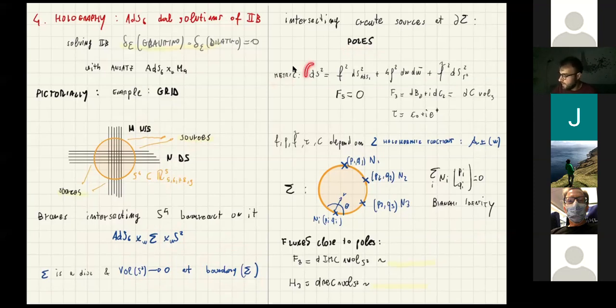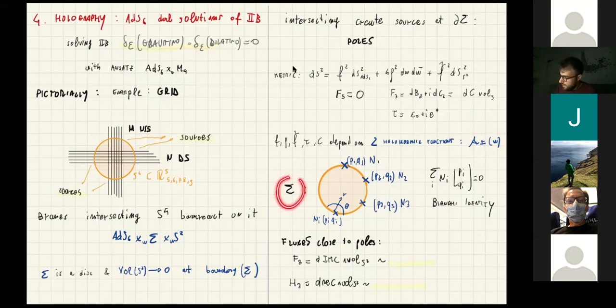So the metric looks like this. It has a warping factor, this is the coordinate of the disk, and this is the S2, which is again warped over the disk. And you can write F3 as a linear combination of dB2 with i dC2, where C is a complex function, and tau is this combination. F5 vanishes. The functions that specify the solution only depend on two holomorphic functions, which are A plus and A minus. So these functions depend only on w or w bar. Generically they are not holomorphic combinations of these functions, but these two functions are holomorphic.